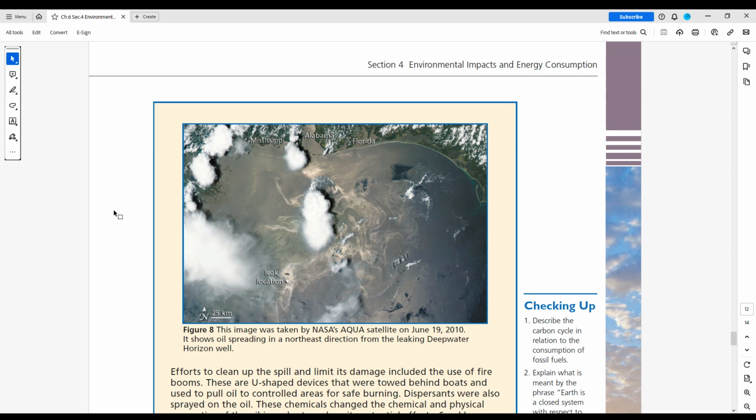This image was taken by NASA's Aqua satellite on June 19, 2010. It shows oil spreading in a northeast direction from the leaking Deepwater Horizon well.